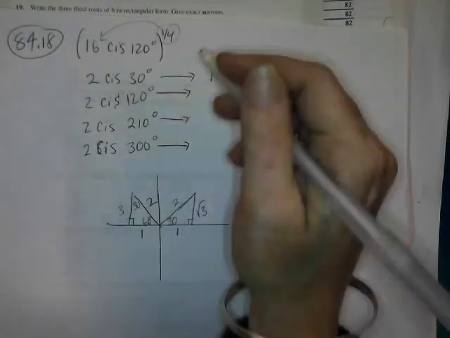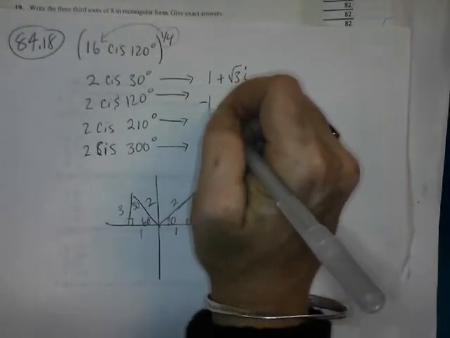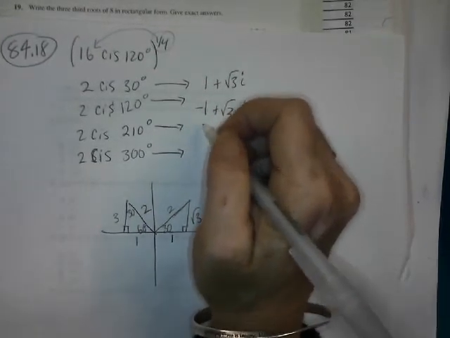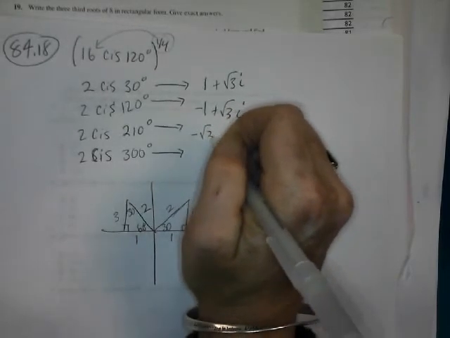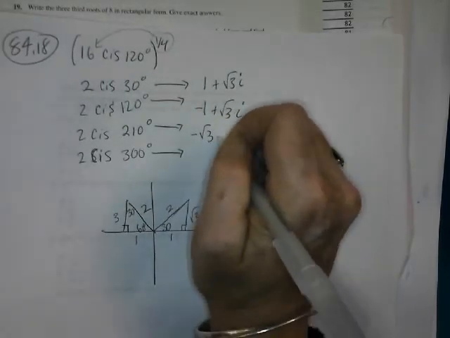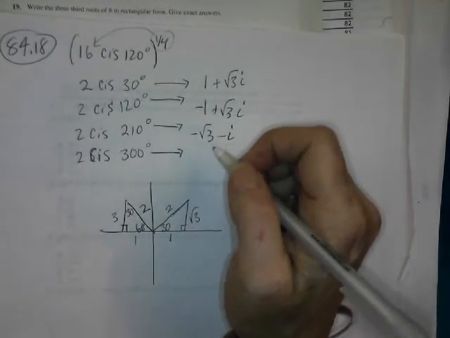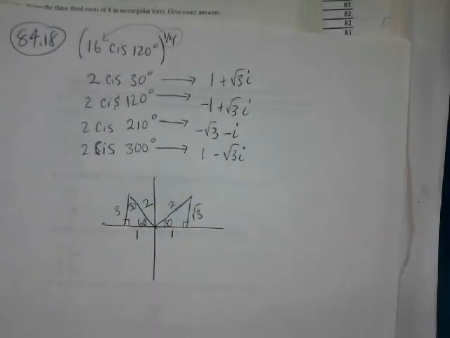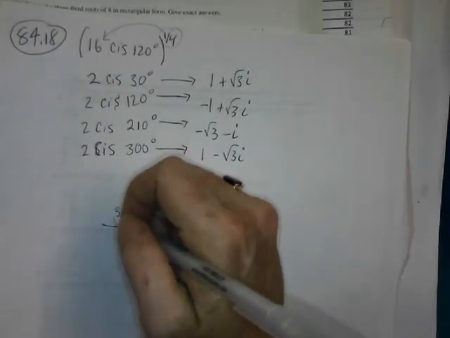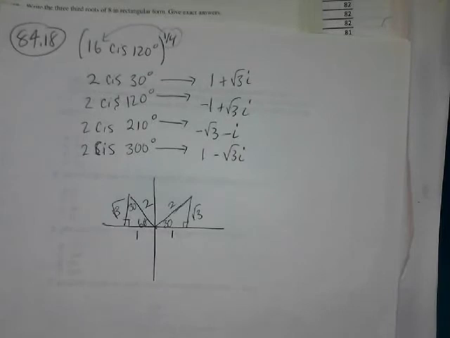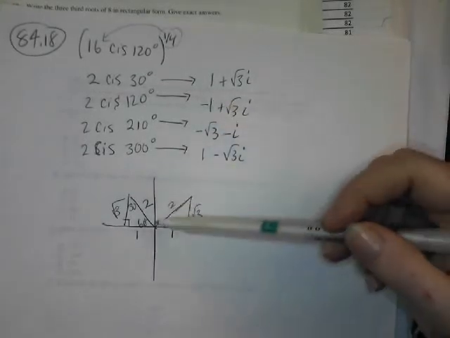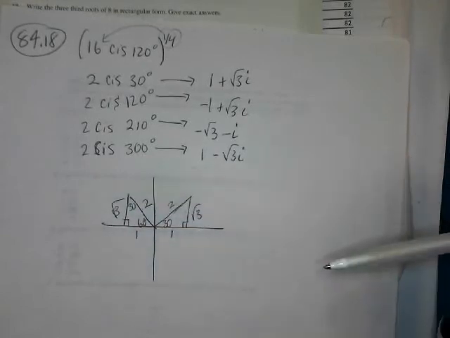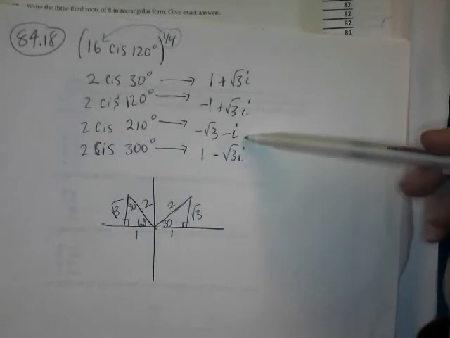This is going to give me negative 1 plus root 3 i. This one's going to give me negative root 3 minus i. And this one's going to give me 1 minus root 3 i. Sorry, that's root 3. So this one should make sense because it went left by 1 and then it went up. Okay, and then I guess I can finish all these.